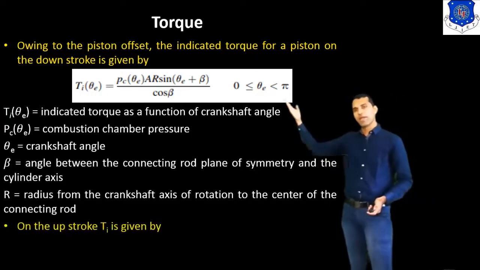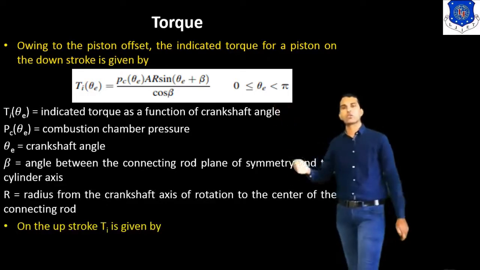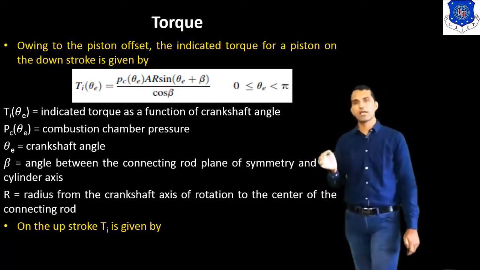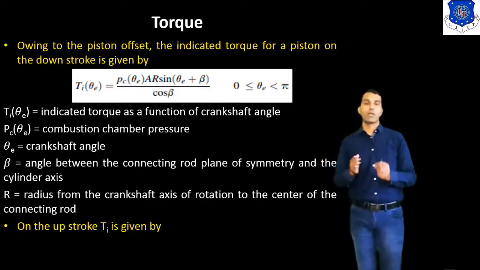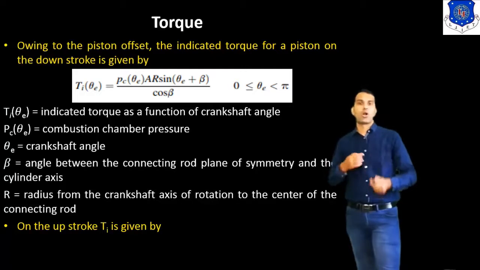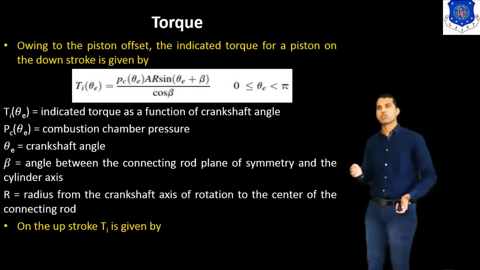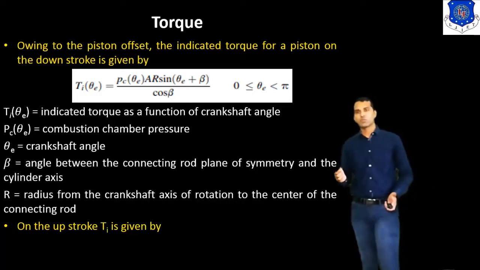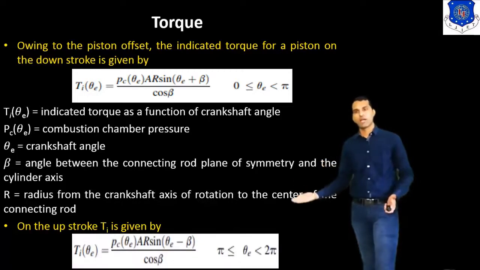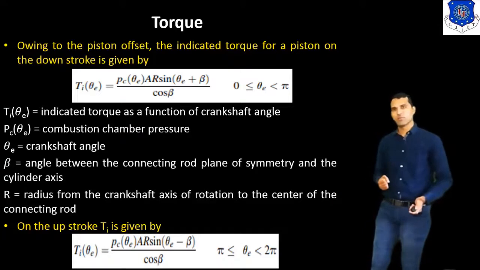In this equation we can understand that the torque is directly proportional to the pressure inside the combustion chamber. That means if the pressure is high inside the combustion chamber, more torque is produced. We can also consider a second condition: on the upstroke, the indicated torque Ti can be found by using this equation. So this is the first term, torque.